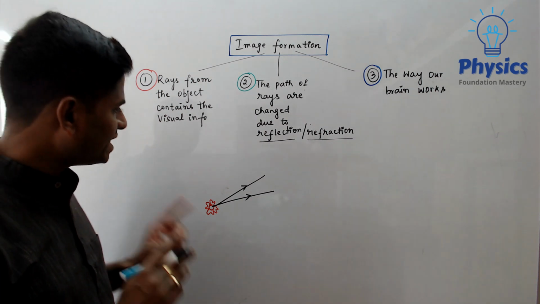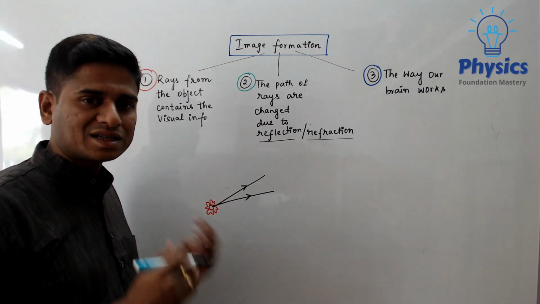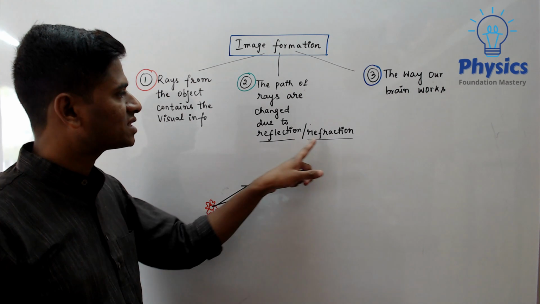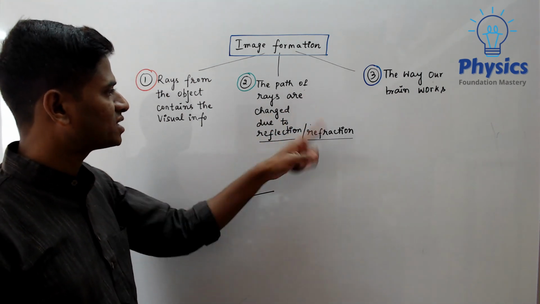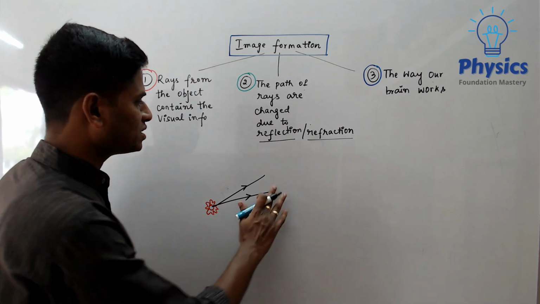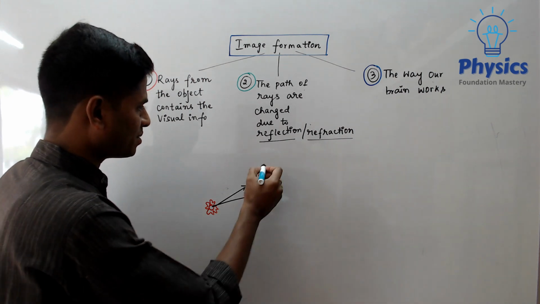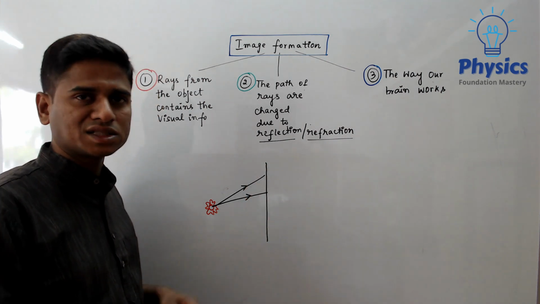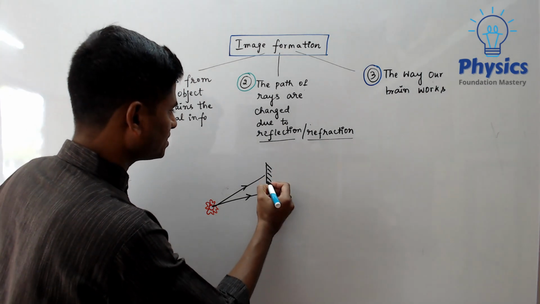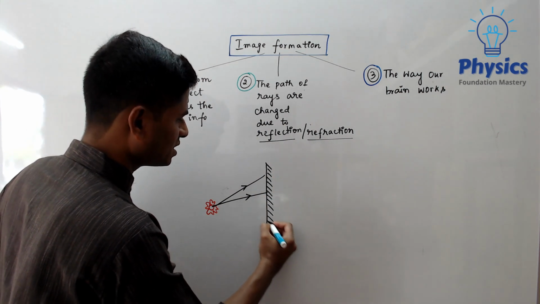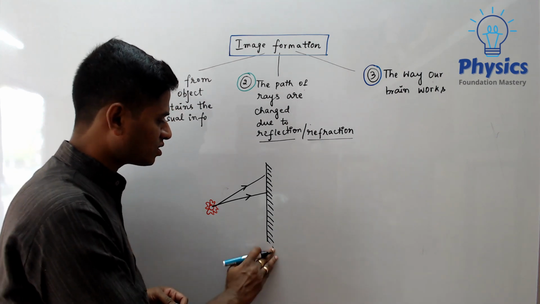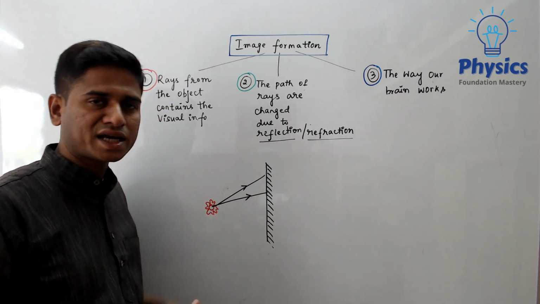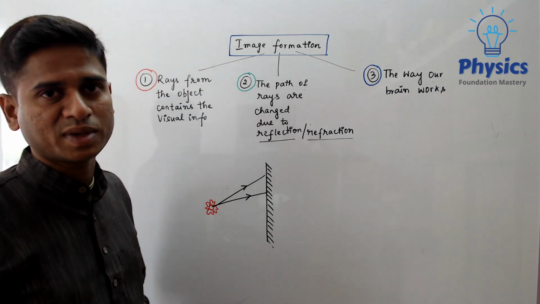Second, the path of these rays is changed, either due to reflection or refraction, because of the presence of an optical element like a mirror or a lens. If you have a mirror, what takes place? Reflection takes place. If you have a lens, refraction takes place. Or if you have a medium interface, again you will have refraction taking place.